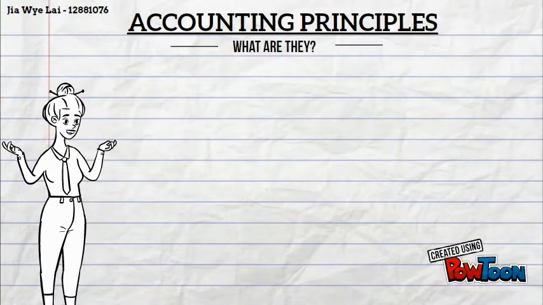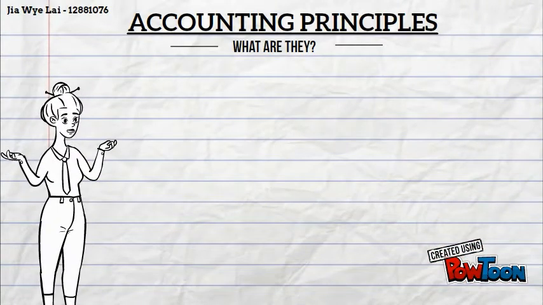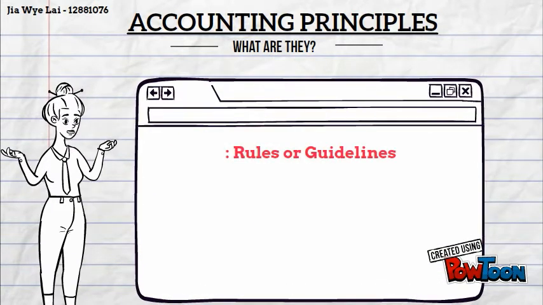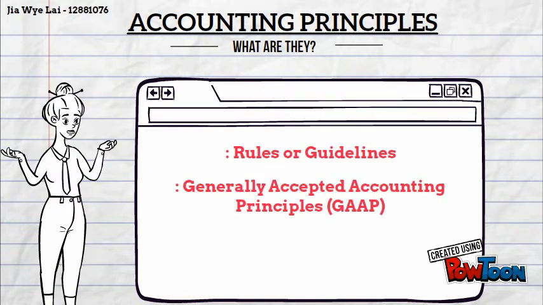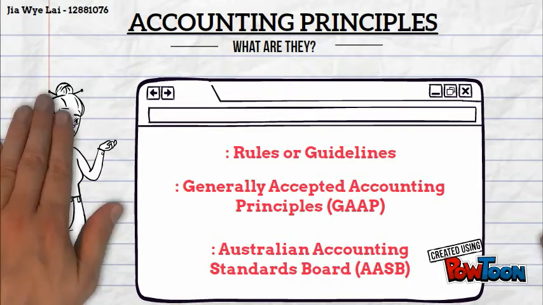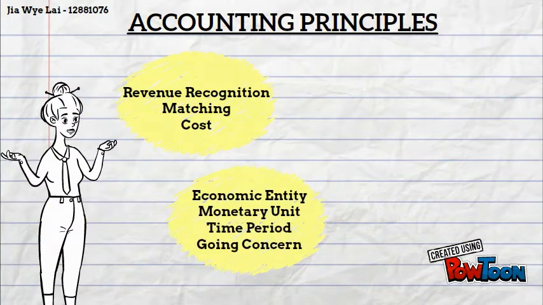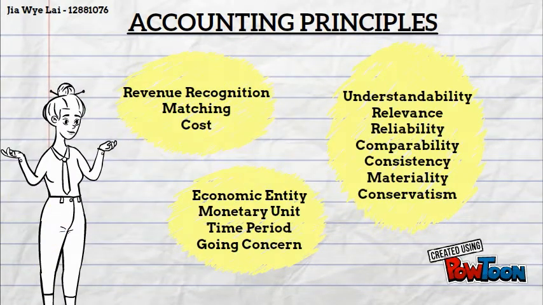Before we begin listing and explaining each accounting principle, let's understand what they actually are. Accounting principles are rules or guidelines that companies must follow when preparing their financial statements. They are a part of the generally accepted accounting principles and are enforced by the Australian Accounting Standards Board. There are three main principles and several other accounting assumptions and qualitative characteristics.